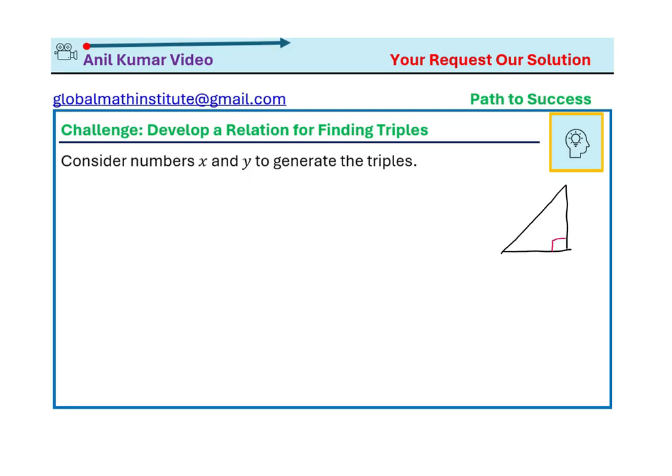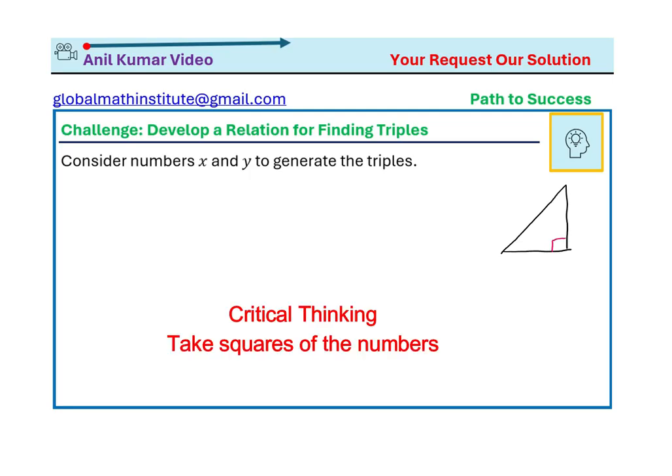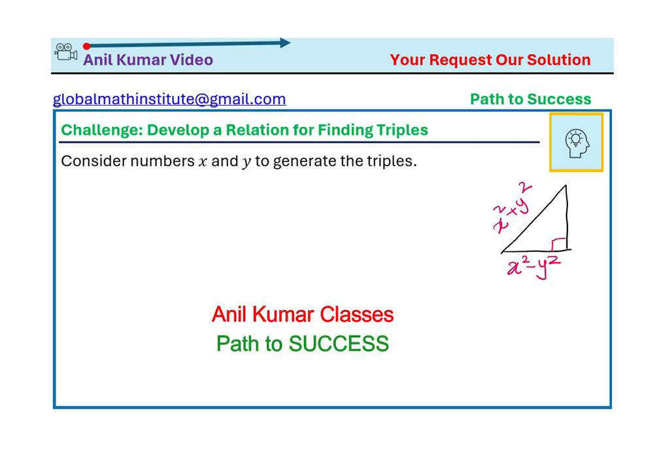Now imagine that instead of writing (x plus y) whole square and (x minus y) whole square, let us say that the sides for us are x square plus y square, and the other side is x square minus y square. In that case, what could be the third side? So let's work this out.